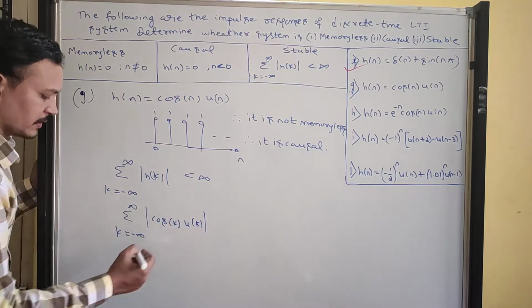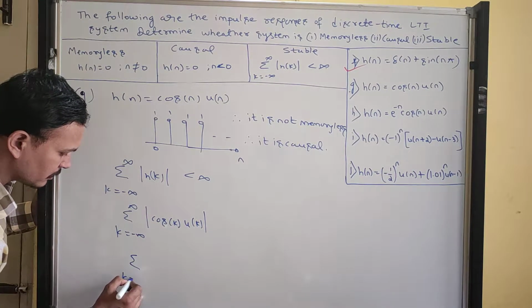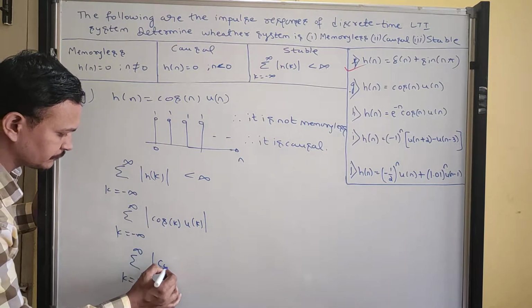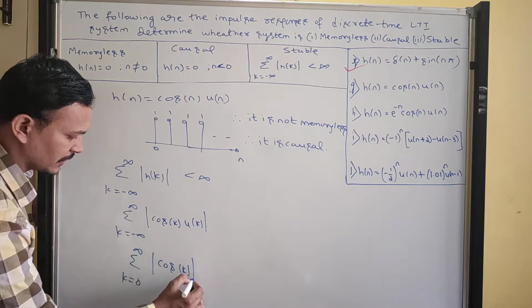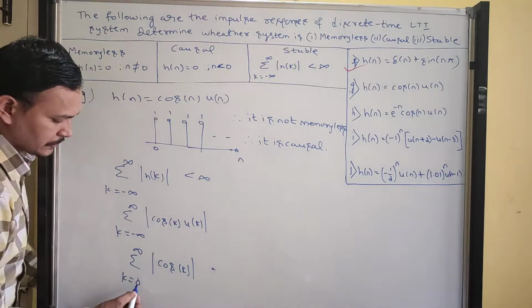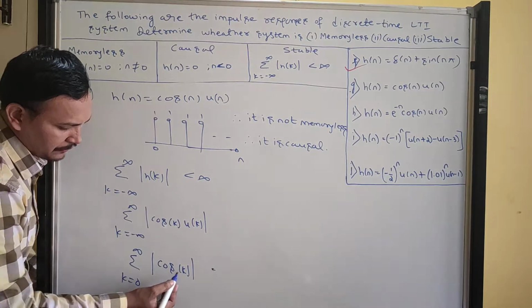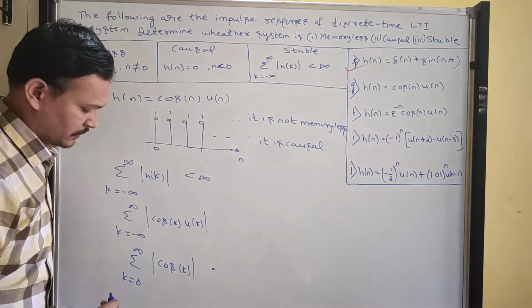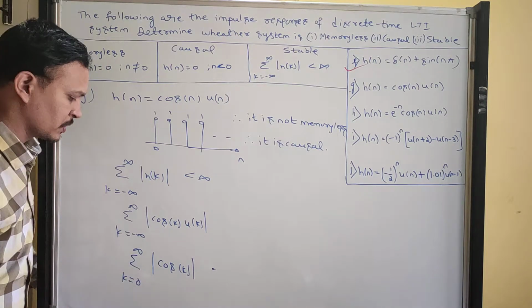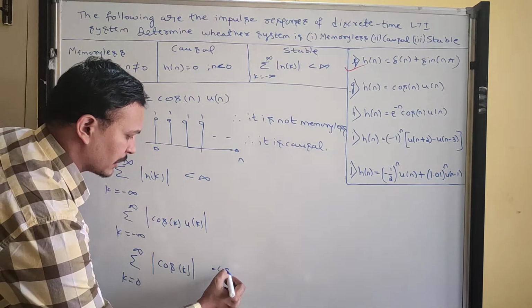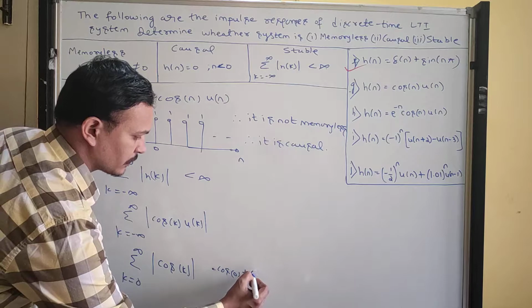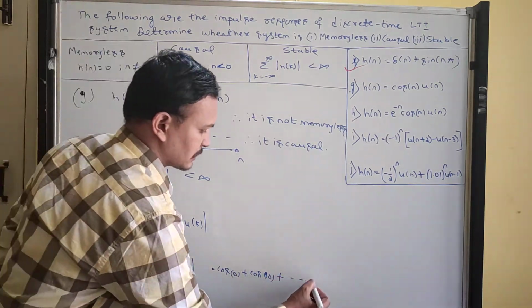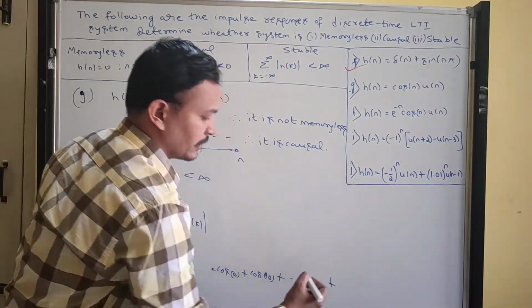For u of k, what is the limit going to be modified to? u of k is present from 0 to infinity only. So the summation from 0 to infinity of mod of cos k. Now, you substitute the values of k here. 0 to infinity means you get so many discrete integer samples. I will put k equals 0, you will get cos 0. If I put k equals 90, you will get cos 90.